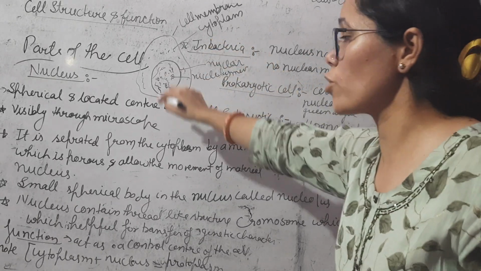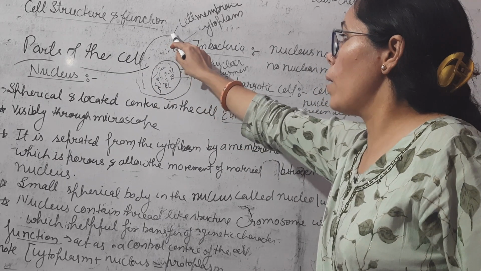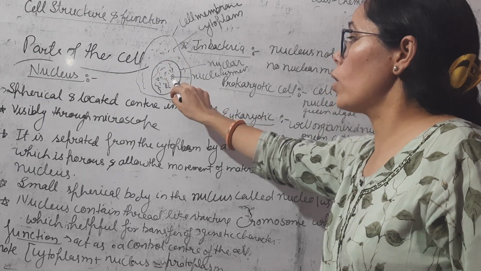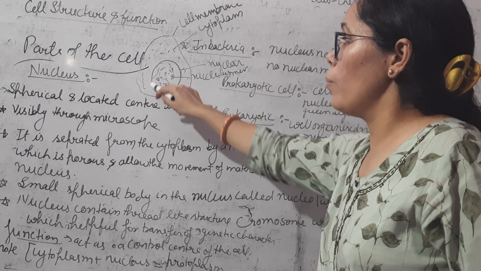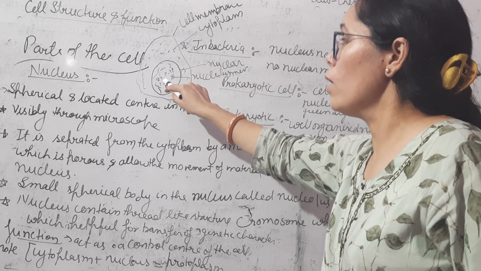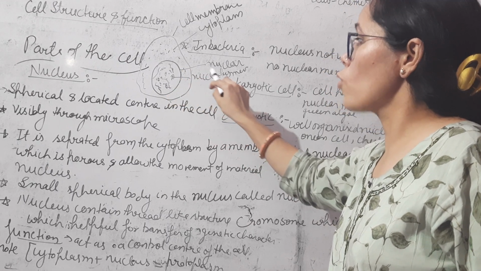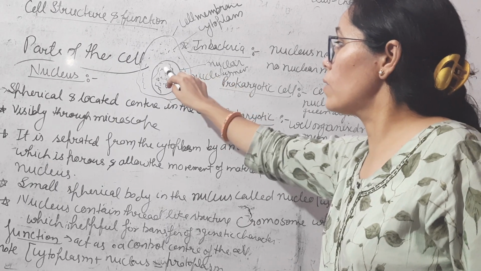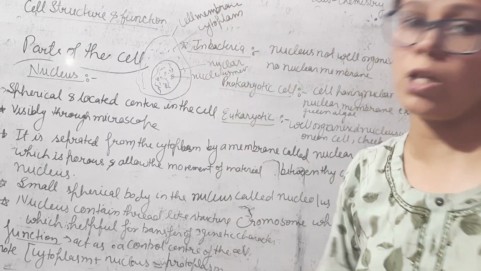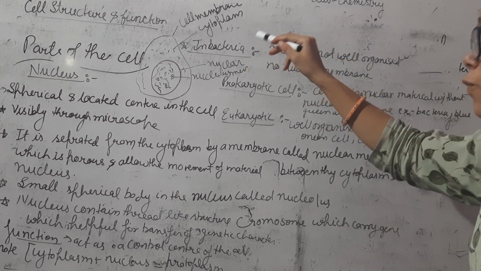So this is the structure of the nucleus. This is a complete cell. This is the cell membrane. Inside it is the cytoplasm, and this is the nucleus, covered by a membrane known as the nuclear membrane, which separates the nuclear material from the cytoplasm. The nucleus also contains a spherical body known as the nucleolus, and thread-like structures known as chromosomes. Chromosomes contain genes, which are responsible for genetic character.